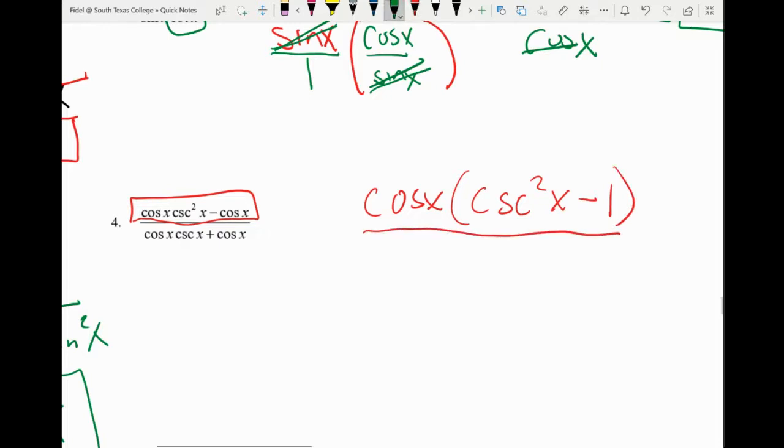Okay. Is there anything we can factor out of the bottom down here? Are there any like terms there? Yeah. We have a cosine of x as well that they both have. And if we take that out, y'all agree with me, we'd be left with a cosecant of x plus 1?